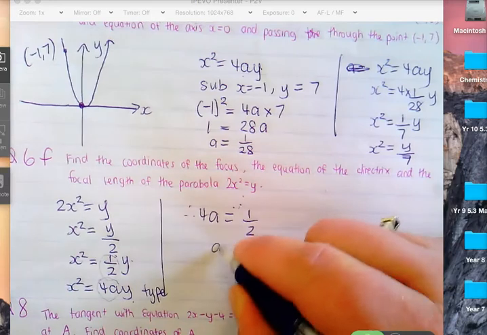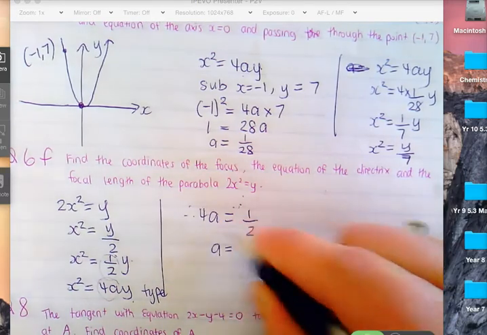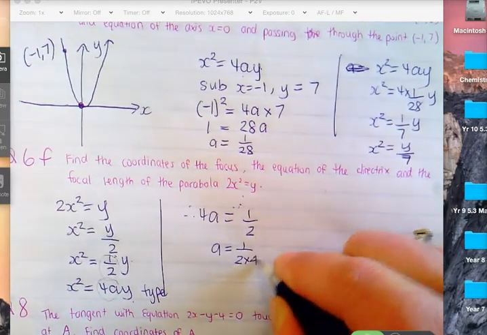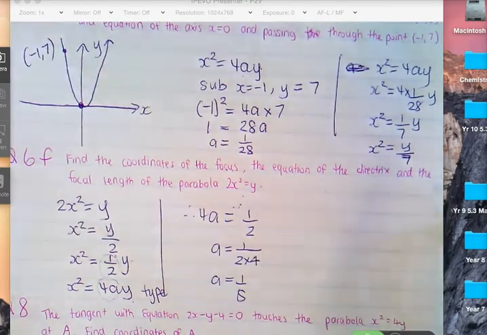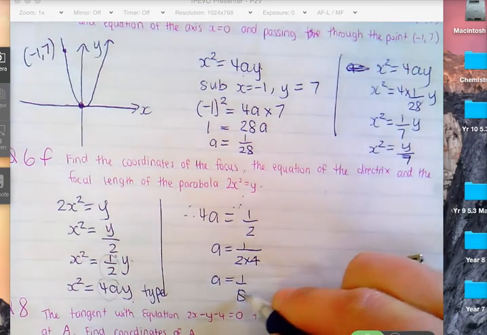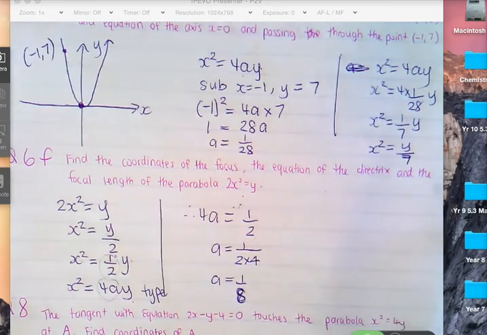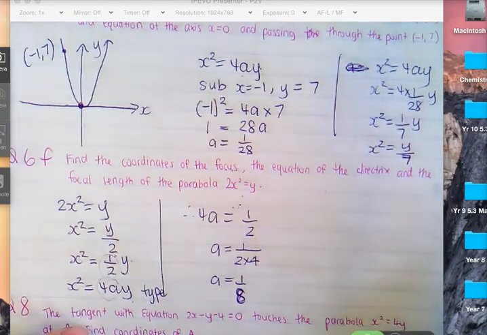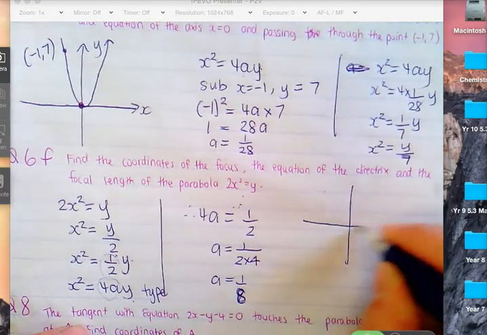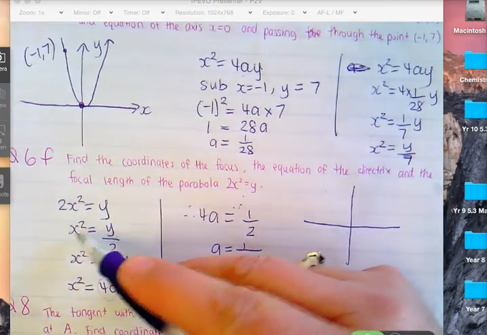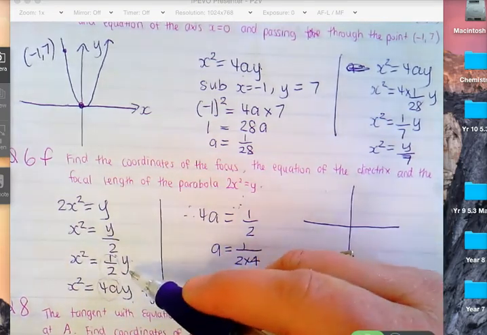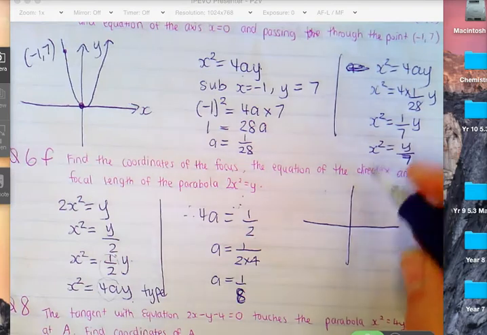Where are you going to put this 4? You're going to divide by 4. So it's 1/8. Isn't 4 over 8 equal to a half? So a is 1 on 8. Be careful. So therefore, let's draw our parabola. We know it's concave up because when we put the 2 on the other side, we got x squared is a half y. That's the 4ay type.